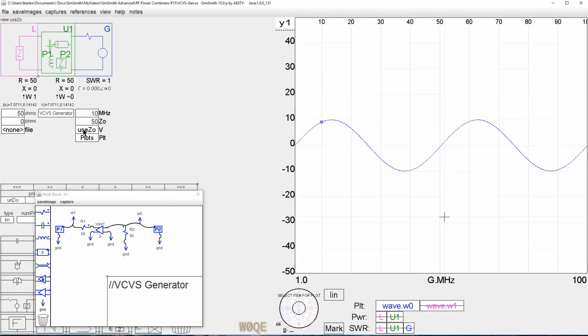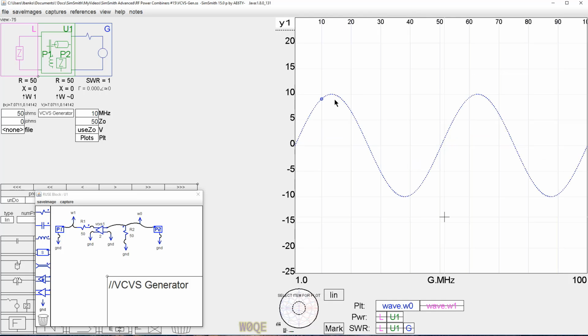For a 1 watt source, you would expect to see 7.07 volts across 50 ohms. 7.07 squared divided by 50 is 1 watt. We see a 10 volt peak signal. 10 volt peak sine wave signal, let me make it a little bit bigger here, is indeed a 7.07 volt RMS signal. This is the correct signal. So that's what we see right here at this point. We'd expect to see that right here. Over here at W1, we see exactly the same signal. So we have created a signal here that looks just like what we started with at the beginning.